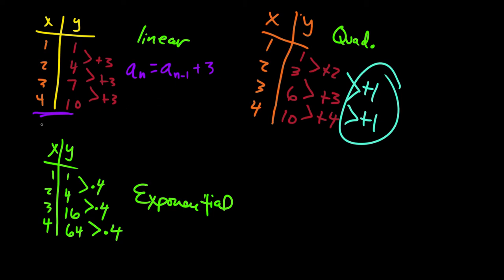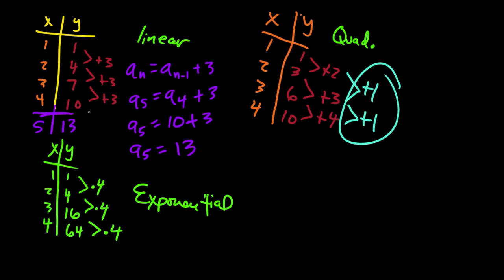So now we're going to look for the fifth one. So I'm going to say a sub 5 equals a sub 4, because it's 1 less, plus 3. Now our fourth step gave us 10. So a sub 5 is equal to 10 plus 3, which means a sub 5 is equal to 13. Okay, and that makes sense because if we continue with this pattern of adding 3, it still follows that pattern. Okay? Alright, now we're going to move on to exponential.